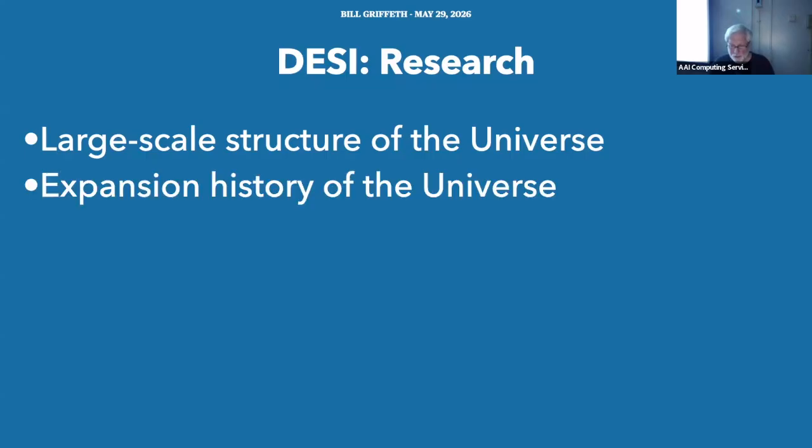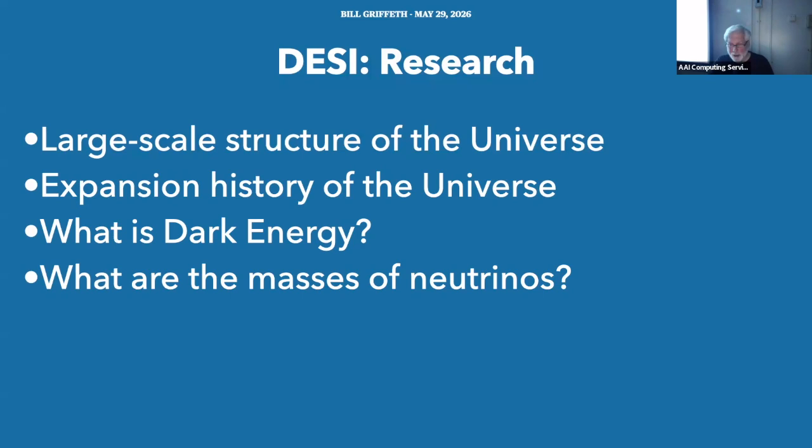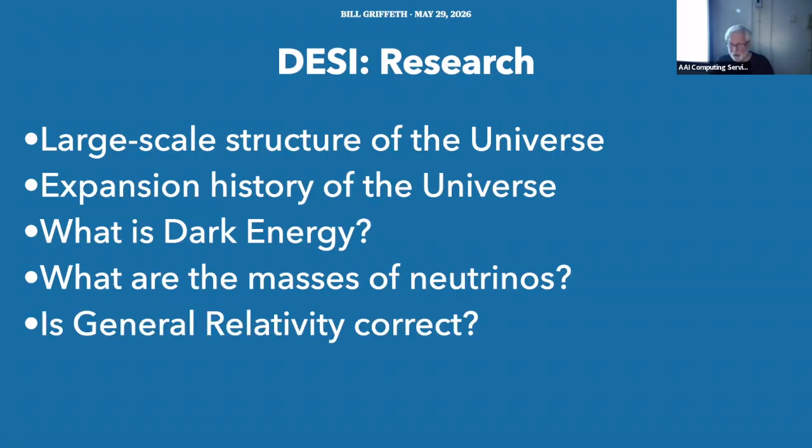Okay, so astronomers also hope to understand the expansion history of the universe. We're trying to understand, for example, what dark energy is. Is dark energy constant, or is it accelerating the expansion of the universe now? DESI may also help to answer other questions. What are the rest masses of various kinds of neutrinos? Or is there a better theory than general relativity for explaining astronomical observations?